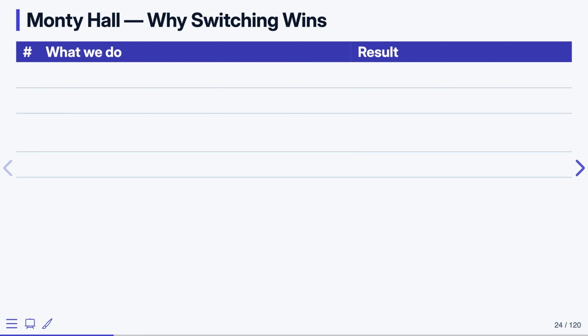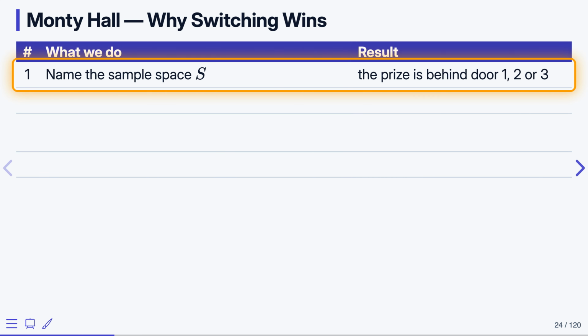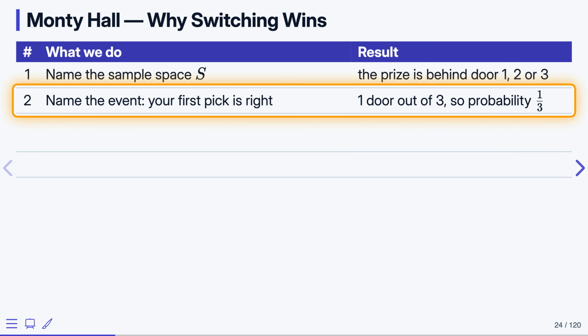Let's work it out step by step. Step 1. The sample space is where the prize sits. Door 1, door 2, or door 3. All 3 are equally likely. Step 2. Your first pick is right when you chose the prize door. That is 1 door out of 3, so the probability is 1/3.